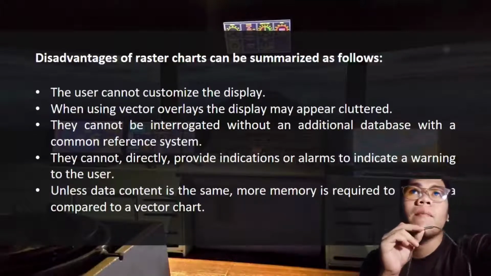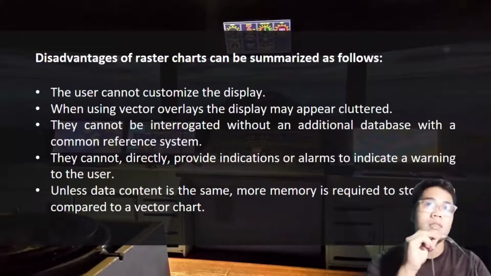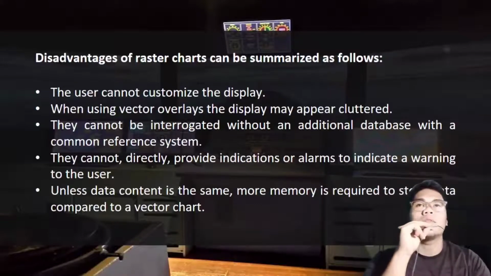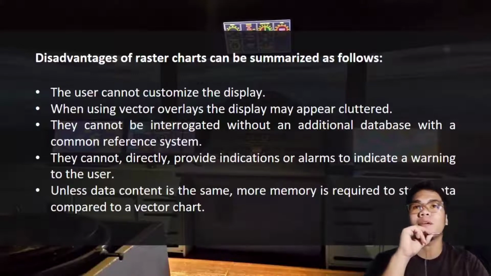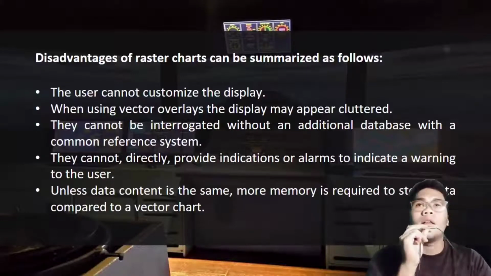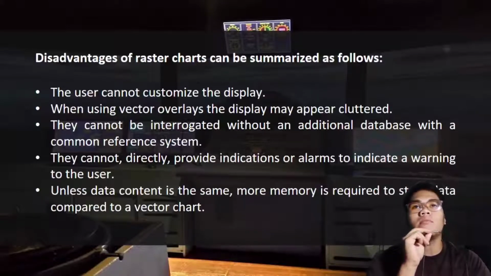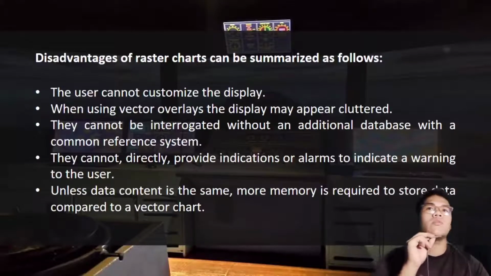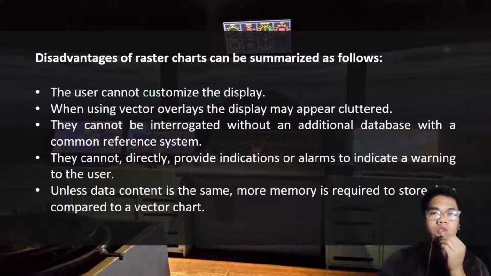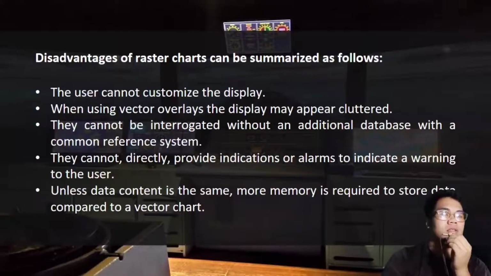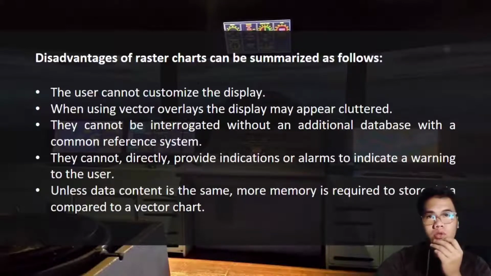Next are the disadvantages of a raster chart. First, the user cannot customize the display. When using vector overlays, the display may appear cluttered. They cannot be interrogated without an additional database with a common reference system. So of course, your information or use is limited because it is just a picture. It is the same as a paper chart. Next, they cannot directly provide indications or alarms to indicate a warning to the user.